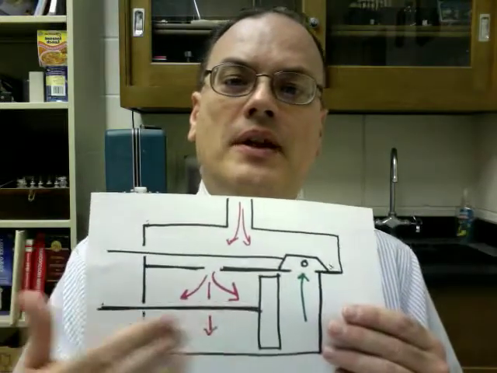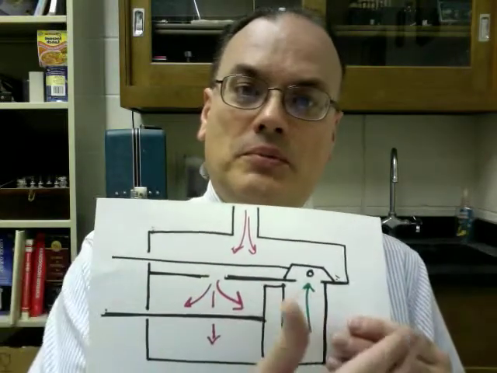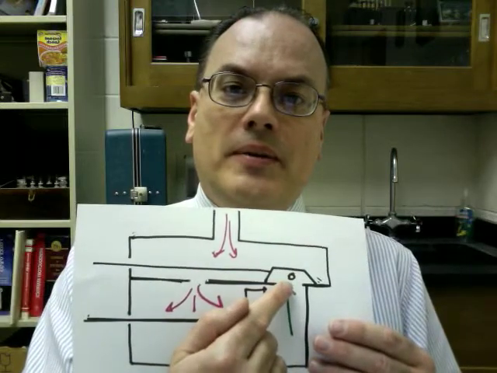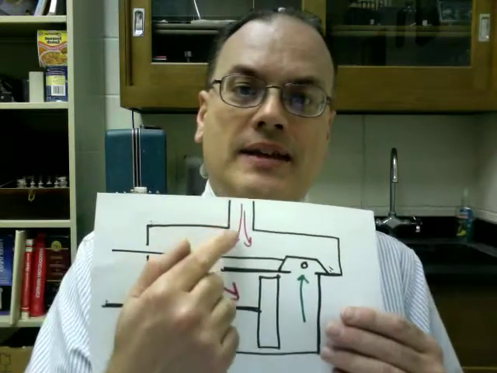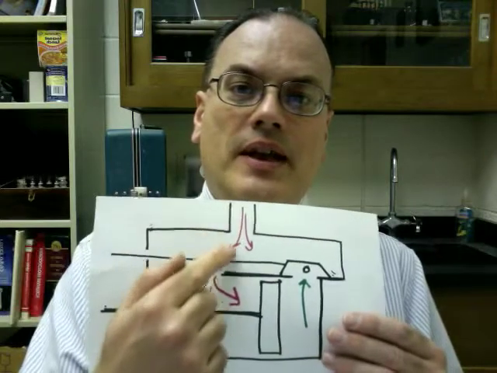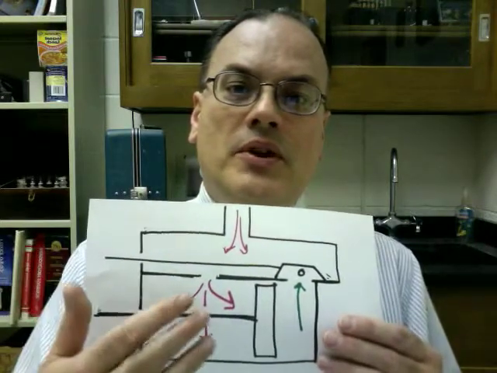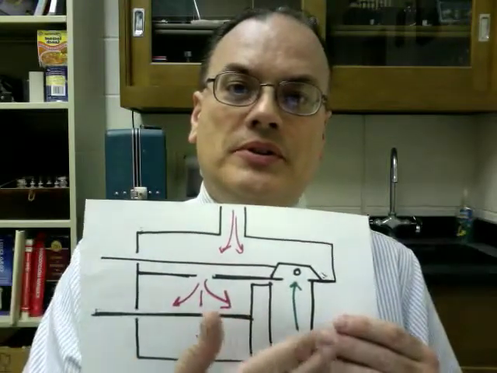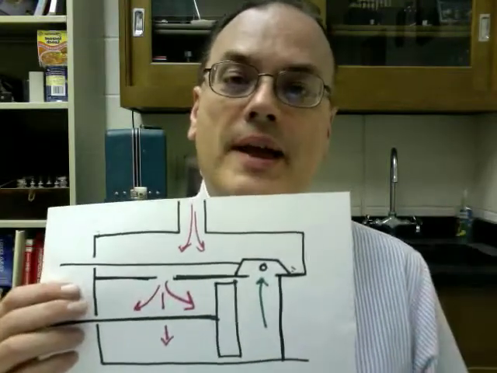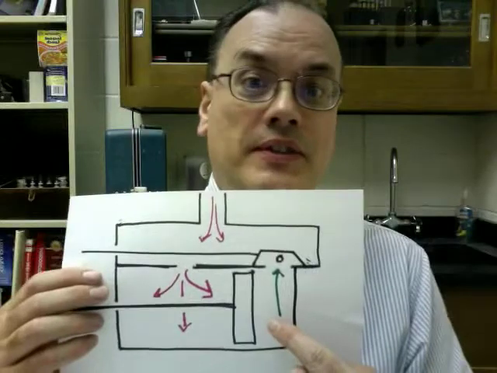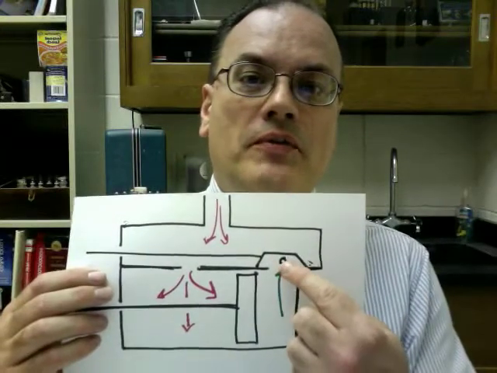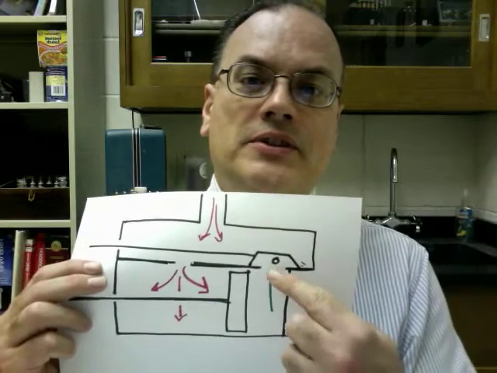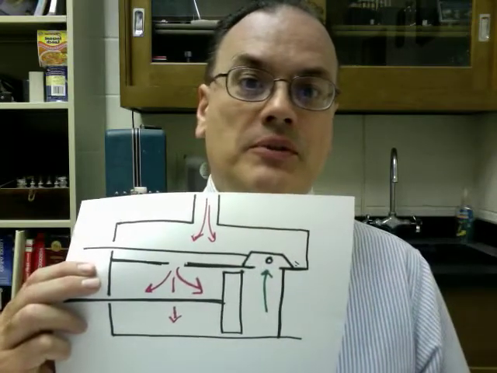Let's say we want the piston to go this way. The valve covers this opening so that the steam, as it's admitted from the boiler, fills this side of the cylinder and pushes the piston this way. So what happens to the steam that was on this side of the cylinder? Well, the valve has a small opening that allows this steam to vent to the atmosphere.